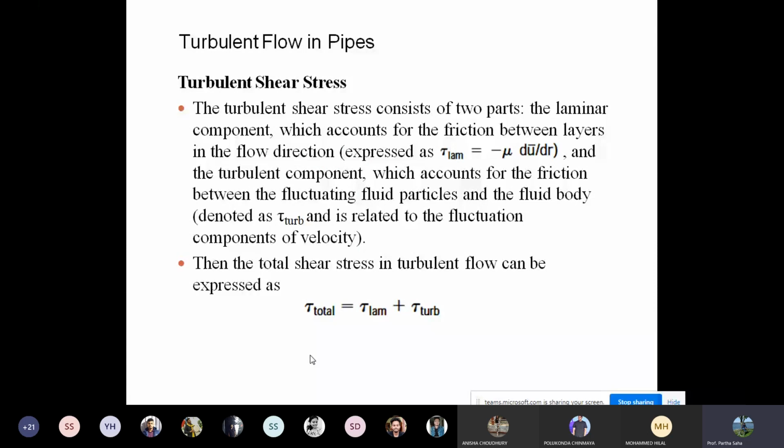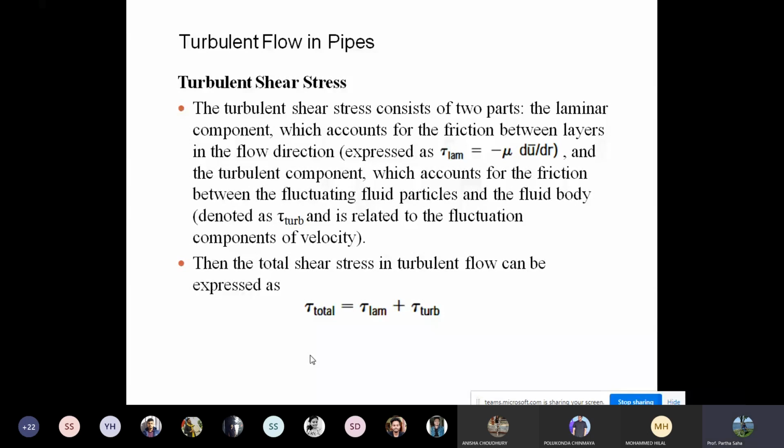Now, in turbulent shear stress there are two parts. One is the laminar part, which accounts for the friction between two layers of the fluid in the flow direction, which is given by tau lam equals minus mu du bar by dr. So this is just like what happens during laminar flow. Another is the turbulent component, which accounts for the friction between the fluctuating fluid particles, and this is given by tau turbulent. This is due to the fluid particles fluctuating with respect to a mean velocity, so due to that, there is a turbulence component.